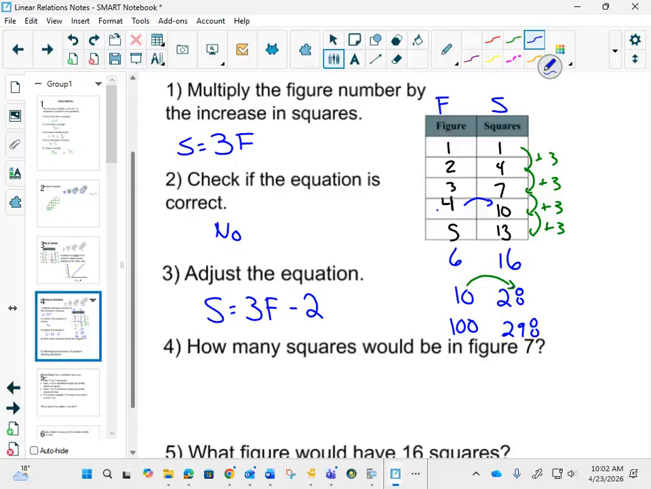That means F would be 7. The number of squares then would be 3 times 7 minus 2. You're right, 19 squares. That sure is a lot easier than having to draw all of them every time, right? I'm gonna get you to draw the next one, so I know that you see the pattern. But then from there, we look for a pattern.